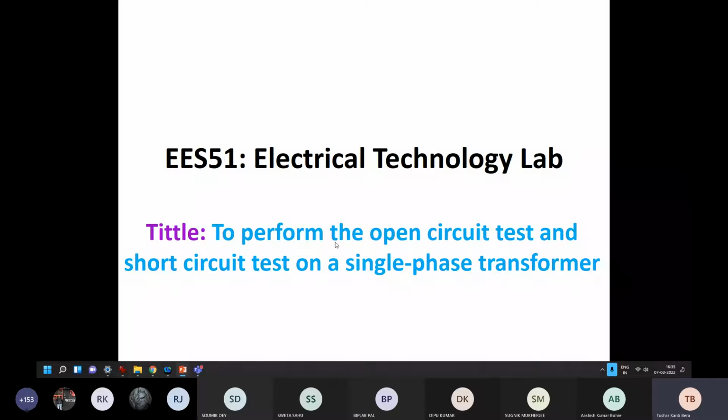So there are two types of losses. One is iron loss and one is copper loss. Iron loss is produced inside the iron. That's why it is known as iron loss. And copper loss is produced inside the copper wires.